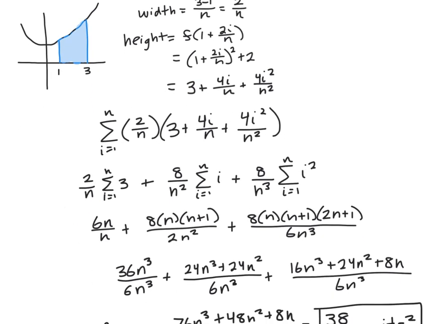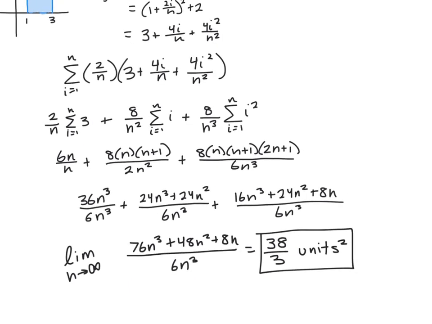So here is our summation for the width times the height of all of our rectangles. So we can evaluate all three of these sums separately. So this sum is evaluated here. It's a constant function. This sum, if I distribute this in, our constant is 8 over n squared, and then we have the summation of i. And then if we distribute this in, our constant is 8 over n cubed, and then we have the summation of i squared. So if you multiply those out and you use the formulas, here's what you get.